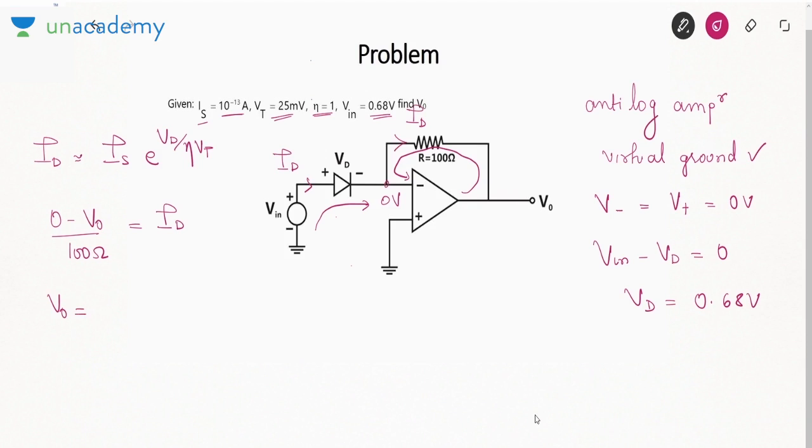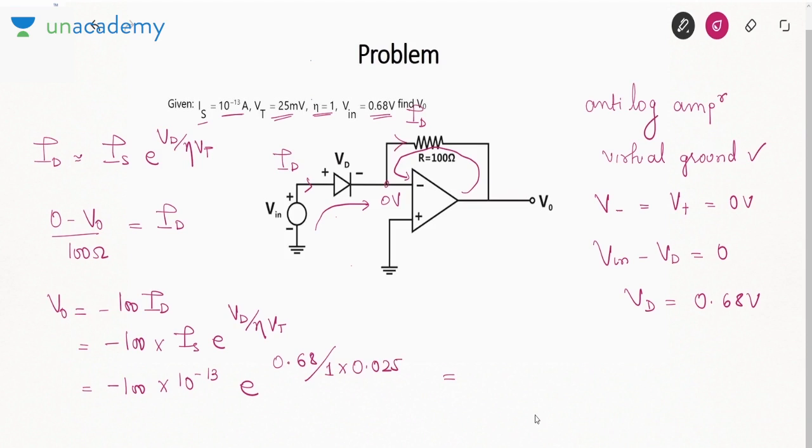So V0 is minus 100 Id, or minus 100 into Is e to the power Vd by eta Vt. So minus 100 into Is, where Is is 10 to the power minus 13, Vd is 0.68, eta is 1, and Vt is 25 millivolt, 0.025. So it will come out to be minus 6.5 volt.